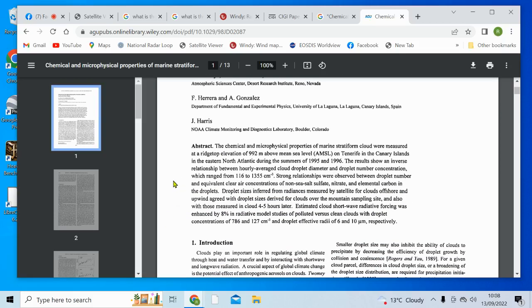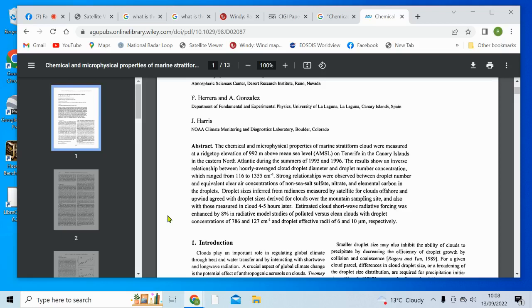Abstract. Chemical microphysical properties of marine stratiform cloud were measured at ridgetop elevation of 992 meters above mean sea level, AMSL, on Tenerife. Oh, they had a holiday in the Canaries. Yeah, we know what that is. During 1995, 1996. Is that when the Morgellons started showing up?